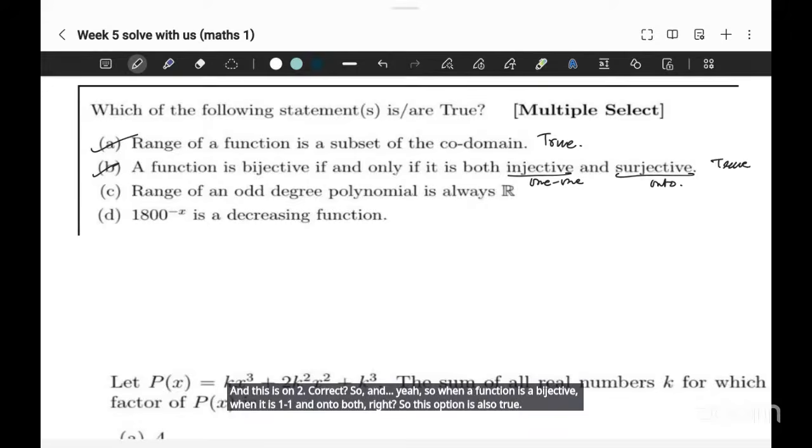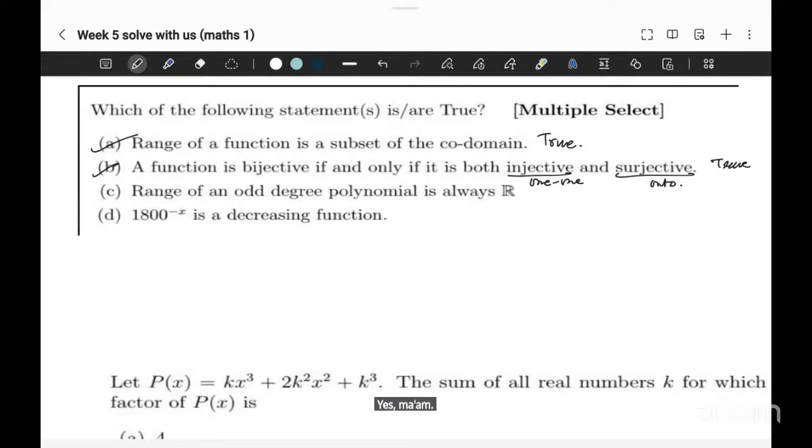Now, the third option: range of an odd degree polynomial is always R. Is it true? Yes, yes, ma'am. Okay. So this is also true. Now, what about option D?